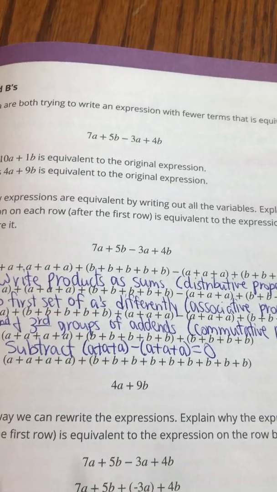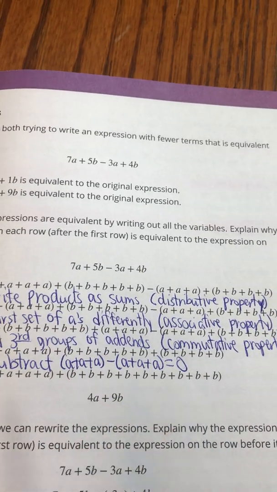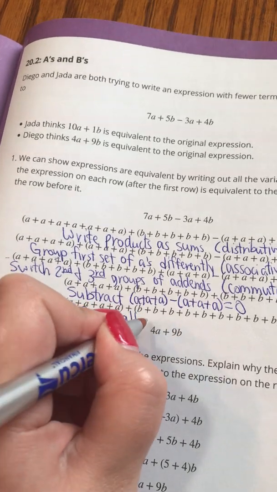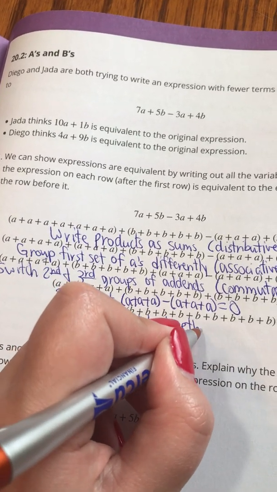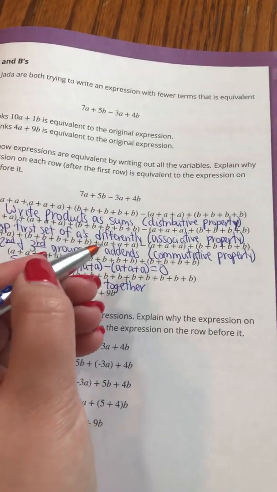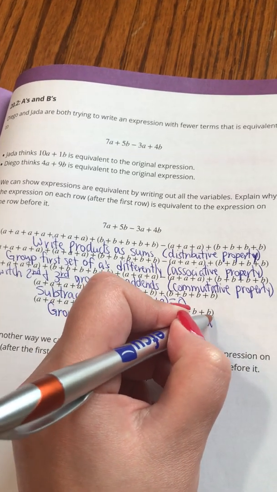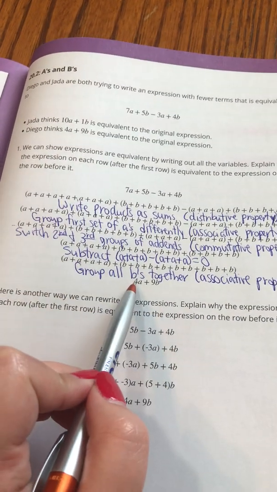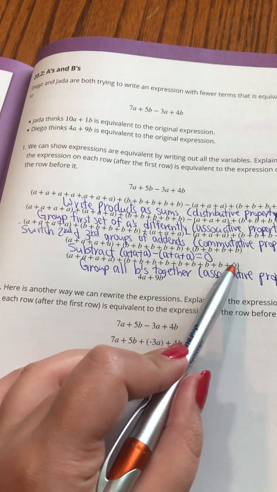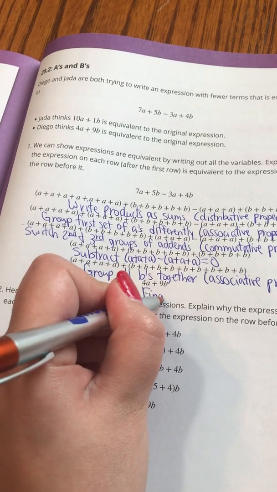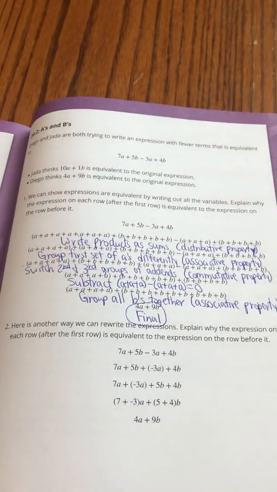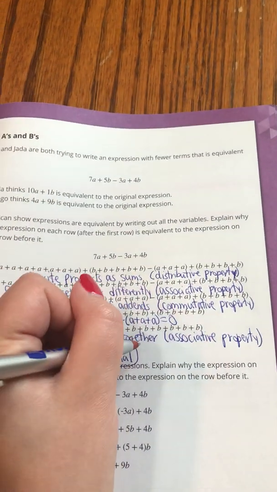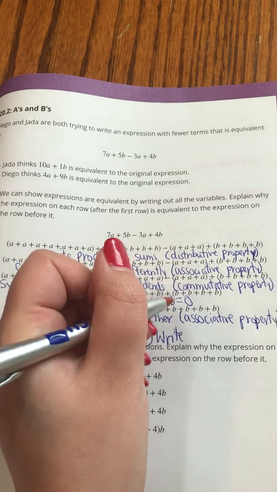Okay, and then for this one, they grouped all the B's together to add all the B's together, basically. And that's your associative property. So now you have 4 A's, and then you have 1, 2, 3, 4, 5, 6, 7, 8, 9 B's. So this is your final answer, which is 4A plus 4B. And they wrote, I guess you could say, the sums as products.